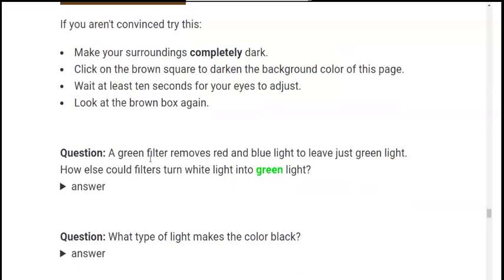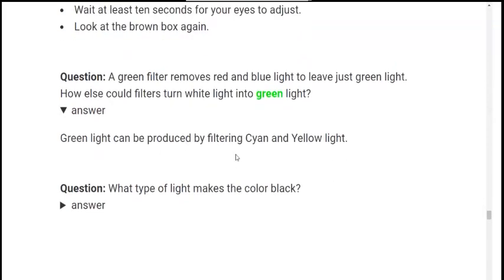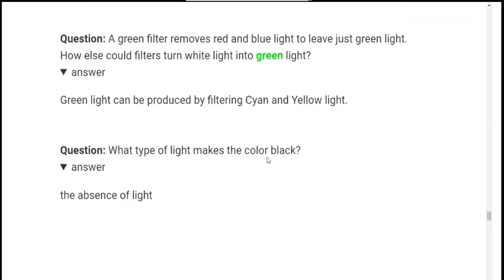So a green filter removes all red and blue light to leave just green light. How else could a filter turn white light into green light? These are the questions you can see. Green light can be produced by filtering cyan and yellow light. Similarly, what type of light makes the color black? You see that the absence of all colors or light makes black. That's why a black hole appears black.